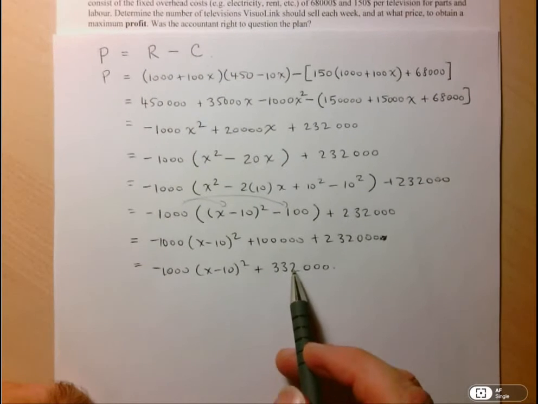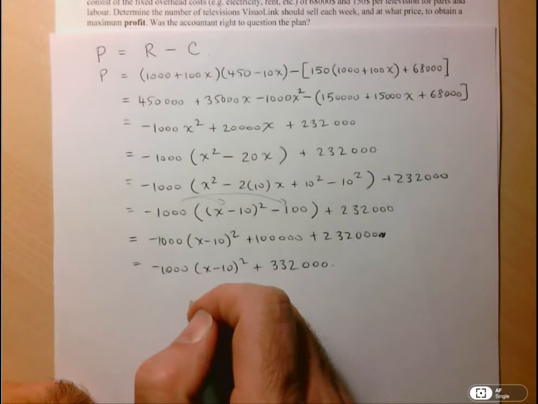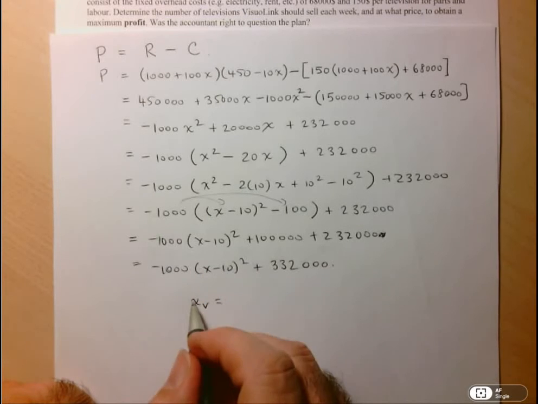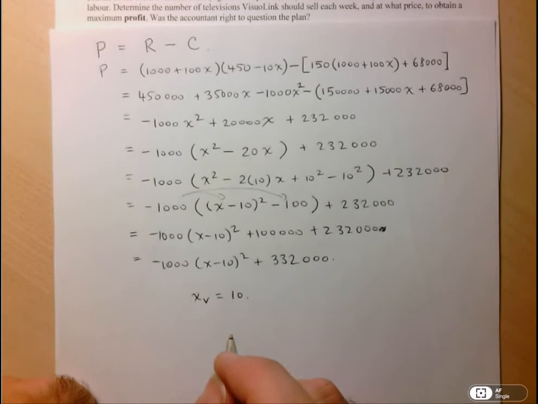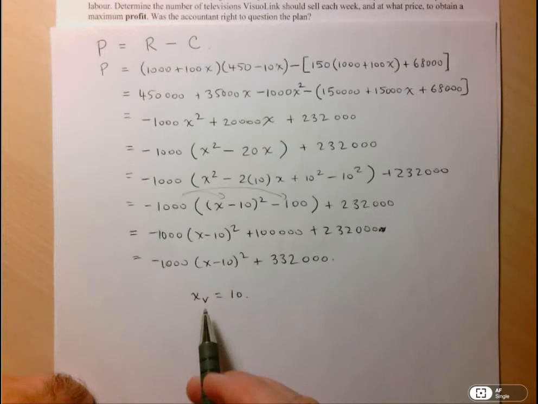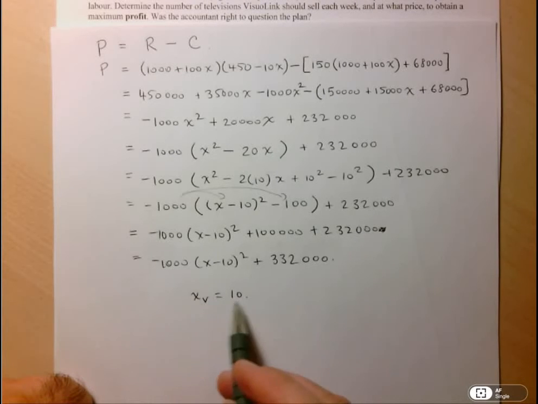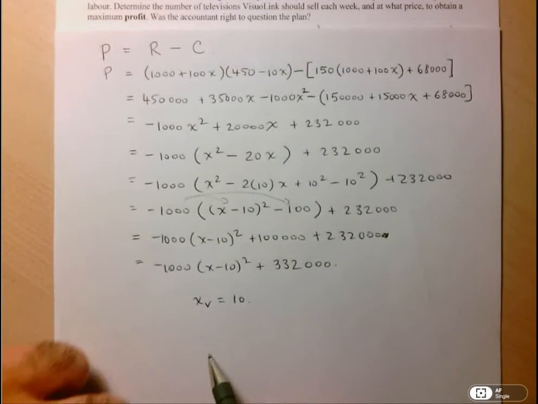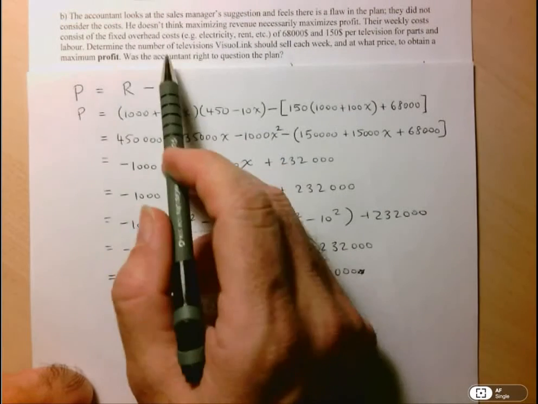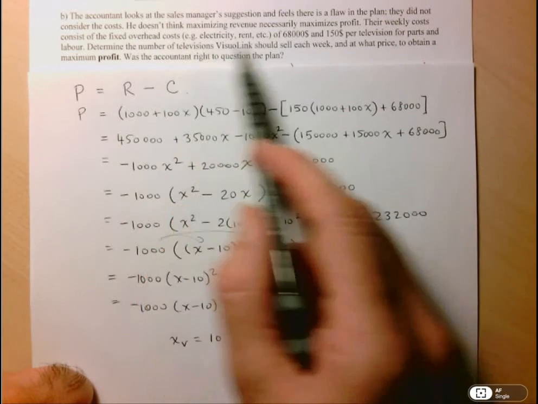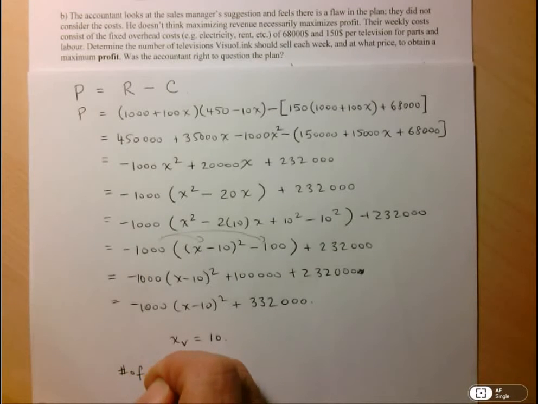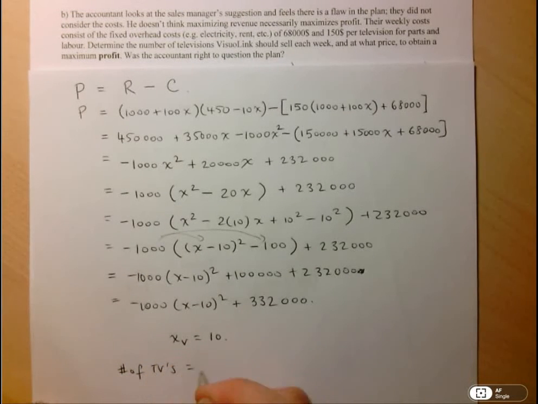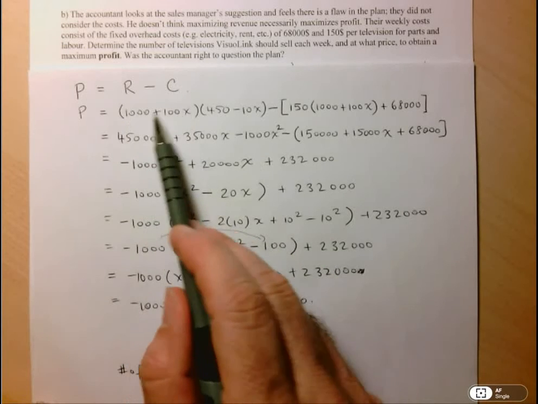But we see here that the number of price drops that we need, the x value of the vertex here, would be 10. Remember that in the previous question we had 17.5 price drops to maximize revenue, but to maximize profit based on this cost function, you need 10 price drops. So again, go back to the question. It says here, determine the number of televisions and at what price. So the number of TVs is given by this expression here.